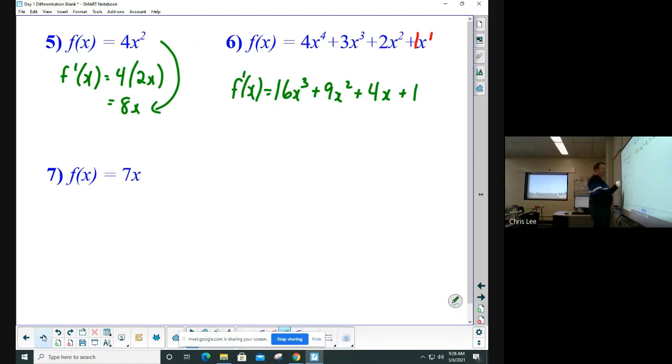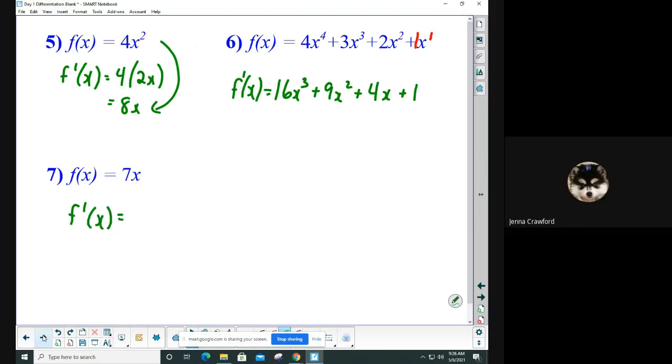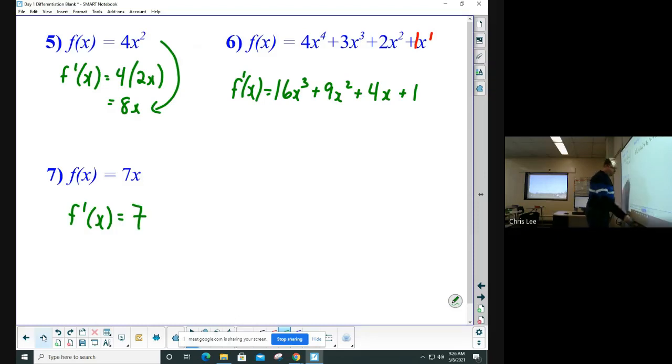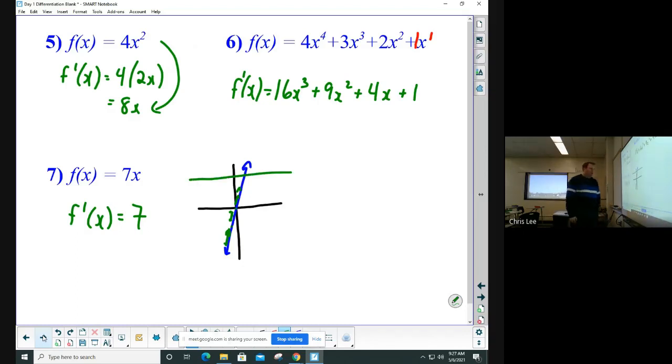Jenna, how about 7? Just equals 7. That's right. And again, we can imagine this 2 ways. 7x is a line, pretty steep line, like that. And if we were evaluating all the derivatives at the different points, all of the slopes of the tangents, all of them would be 7. 7, 7, 7, 7, 7. And so the derivative is just 7 always. That's one way. And the other is what I just imagined.